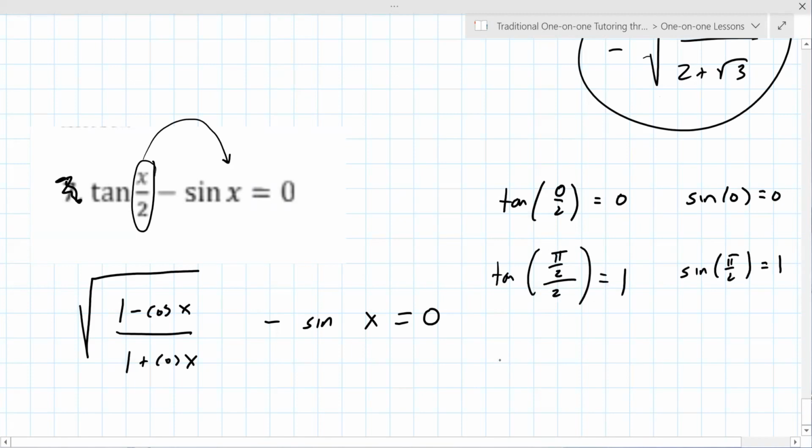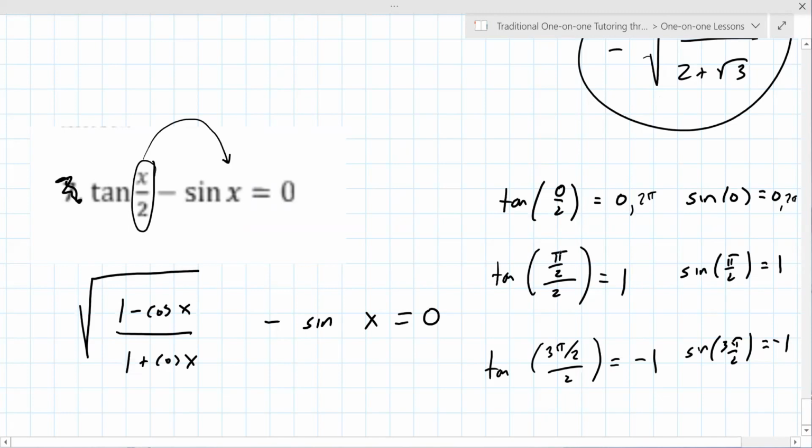And then similarly, if you go tangent of 3 pi over 2 over 2, that equals -1. Sine of 3 pi over 2 is -1. And then 0 and 2 pi repeat. So these are your three answers, but it does repeat every 2 pi, and also at the other places.